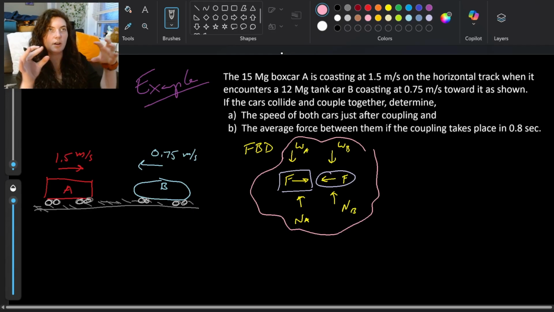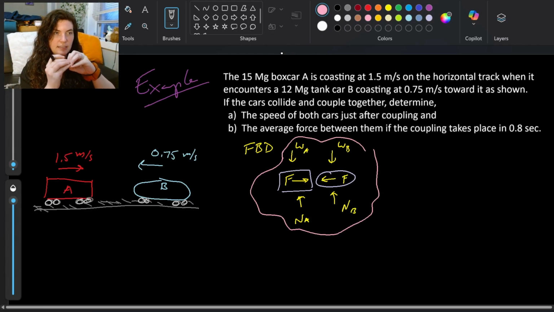The only forces are from them hitting each other, and those are inside this system if we decide to treat these two particles, these two train cars, as one single system. So this is a really good time to use conservation of momentum. And what we're trying to find is the speed of both cars just after coupling. Right? So we have speed of A initial, speed of B initial. They're going to come together, collide, and then have a speed in one direction.